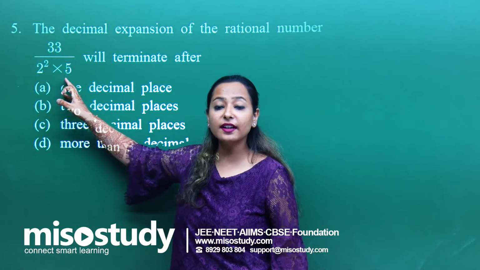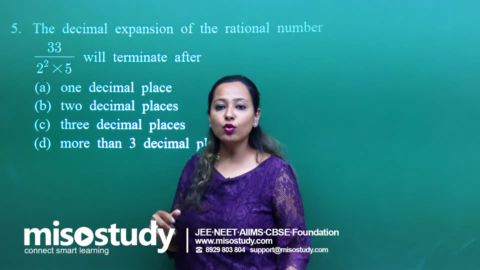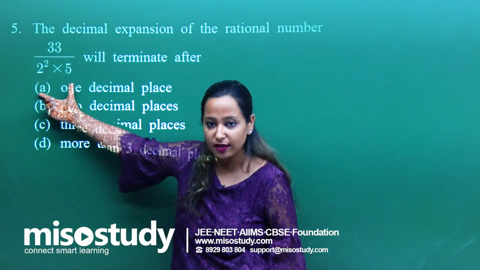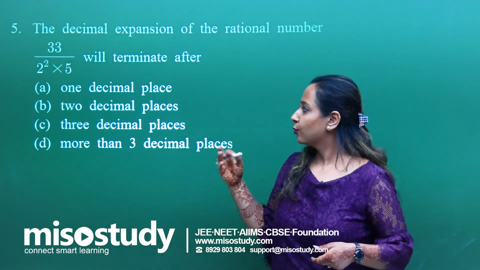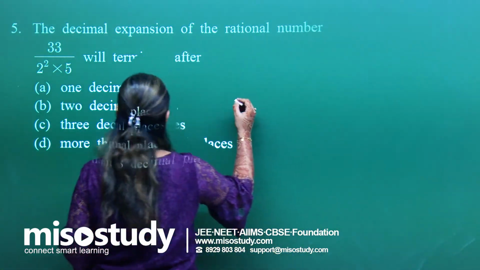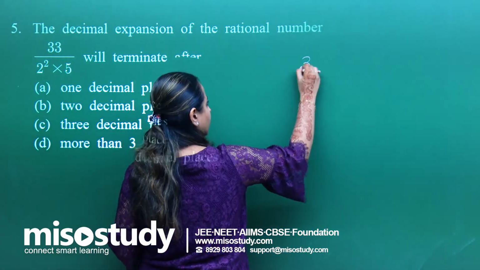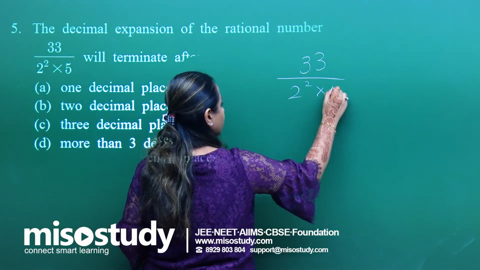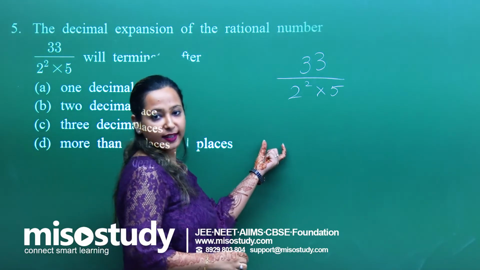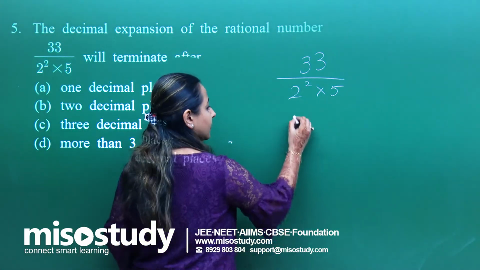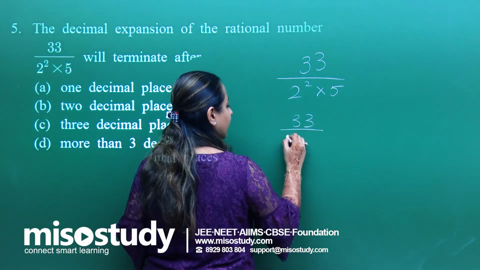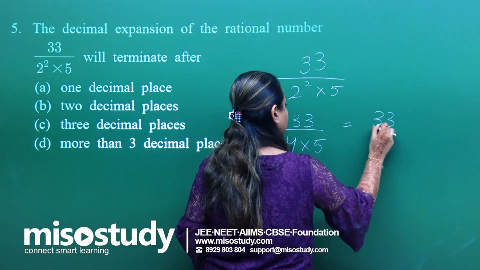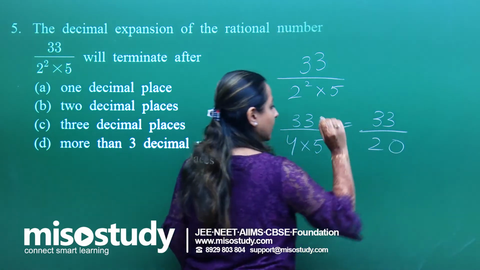Because the denominator has the powers of 2 and 5 only, we can say that this has a terminating decimal expansion. Now let's see what the terminating decimal expansion will be. So it is 33 over 2 square into 5. Now 2 square can be written as 4, so 33 divided by 4 into 5, which is 33 divided by 20.